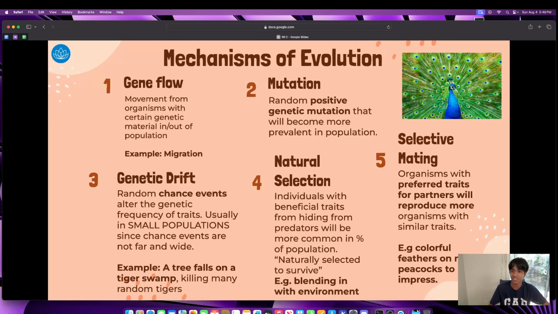And then the last one is selective mating. So organisms with preferred traits for partners will reproduce more with organisms with similar traits. So for example, colorful feathers on male peacocks to impress the female peacocks. Like, if the male peacock is gray and has really ugly feathers, then it's not going to stand out to the mates and it will not have a successful life. And that trait is probably going to go down in the population because they did not get to reproduce. And because they did not reproduce, the percentage of that allele or gene in the population did not go up.